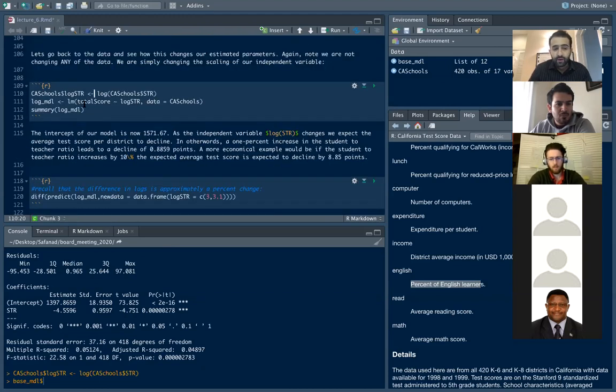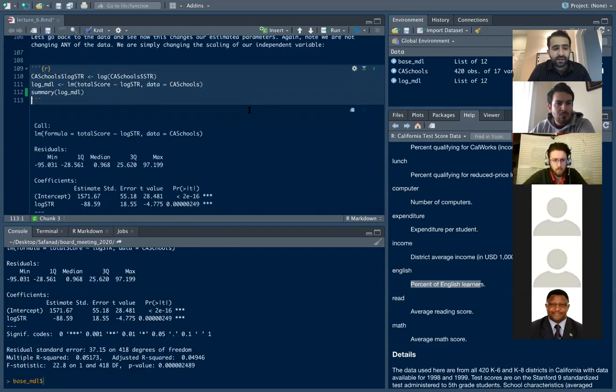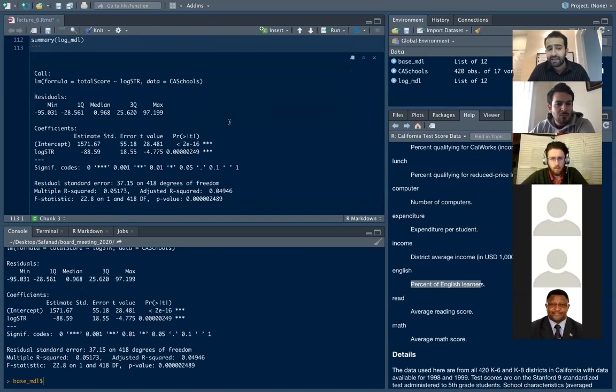Okay, now we're going to use the linear model again. Total score is going to be our dependent variable, and our independent variable is going to be log of the student-to-teacher ratio, again inside of the CA schools data set. If we run this model, we're going to see some slight differences. Our intercept is entirely different. Our beta 1 hat is entirely different. And it's because the scaling is different. Another thing, our R squared and our adjusted R squared are different than before.